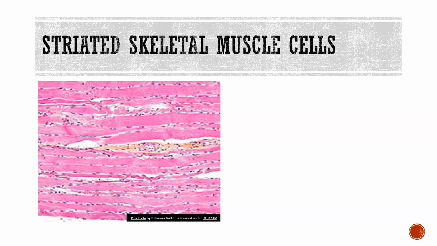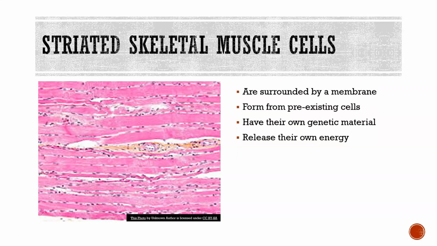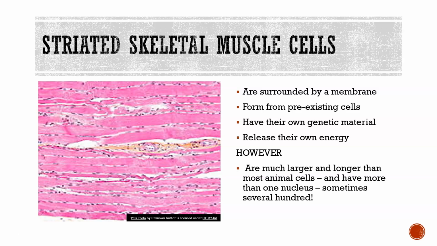So with your striated skeletal muscle cells, these are surrounded by a cell membrane. So tick, that says it's a cell. Yep. They form from pre-existing cells. Yep, tick. They have their own genetic material. Yep, tick. And they release their own energy. So in that respect, they are a typical cell. What makes them atypical is they are much larger and longer than most animal cells, and they have more than one nucleus. Sometimes they have several hundred nuclei. So that's what makes them atypical.